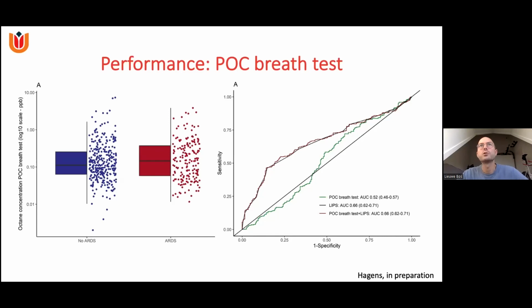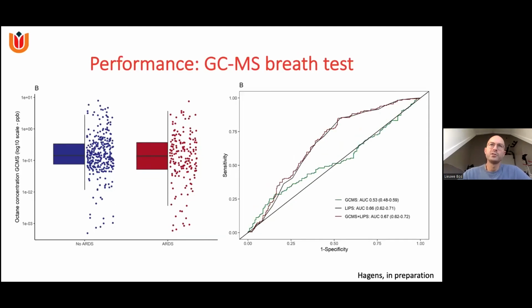Of course, this could be because the point of care device was not good enough, even though we validated its performance previously. And therefore, we were glad we also included GCMS samples to evaluate whether this would perform better. But in GCMS analysis, the performance was quite similar, with an area under the curve of 0.53 and also no added value on top of the lung injury prediction score.